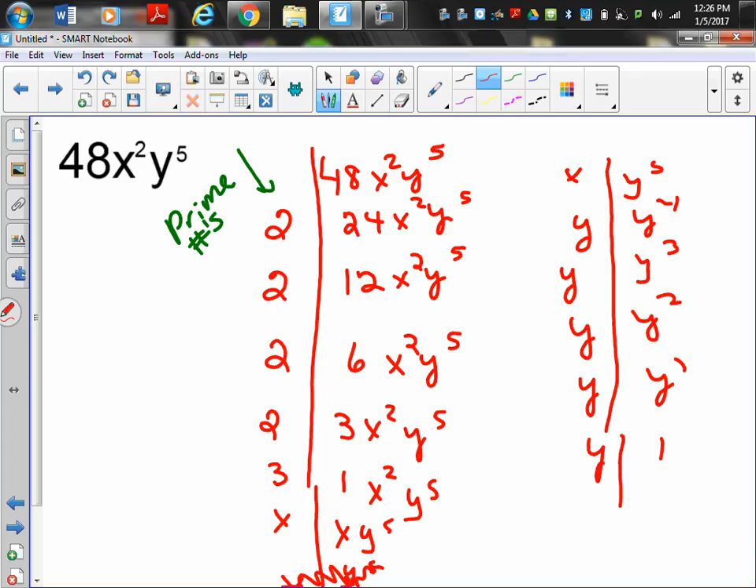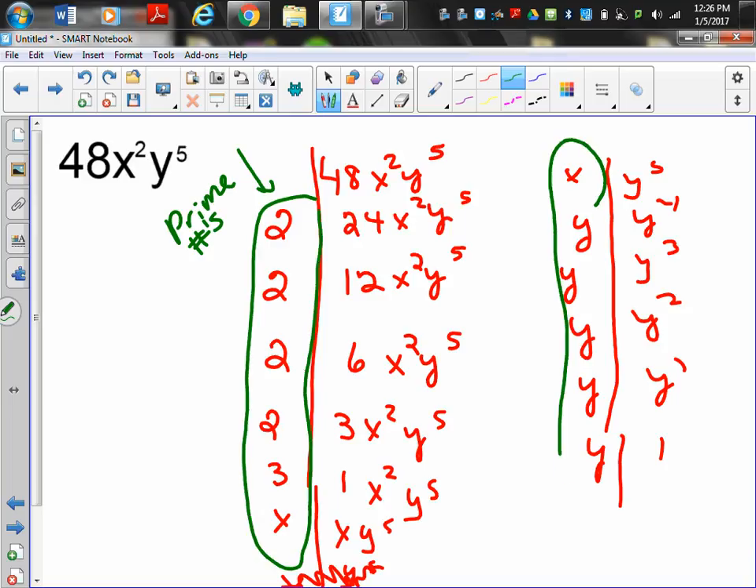Alright, so my prime factorization for 48x squared y to the fifth is right here. Yep, that's it. Now, I promise when you're having to factor polynomials, knowing how to do this is going to come in handy.